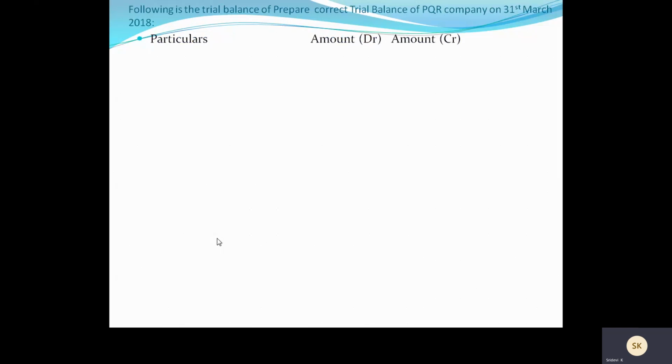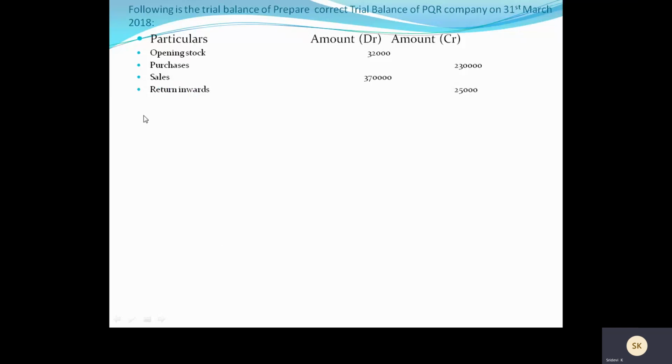Preparing a trial balance. This is the question which was given for you. In the question itself, they have given you the debit amount column and credit amount column, but the amounts were shown wrongly here. So you have to rectify it properly, and then rewrite the trial balance by identifying which item was recorded wrongly.